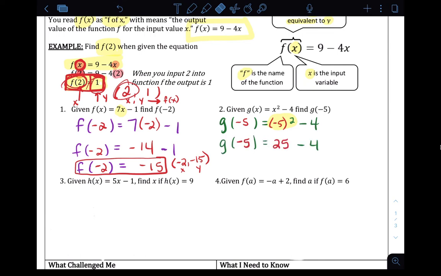And when I do the math and I do 25 minus 4, my answer is 21. This is an acceptable answer. It's really great. And I read it as g of negative 5 equals 21. If I want to write it as a coordinate point, which is another acceptable way, I would write it like this. My input, or the x value, was negative 5, and my output, my answer, was 21.